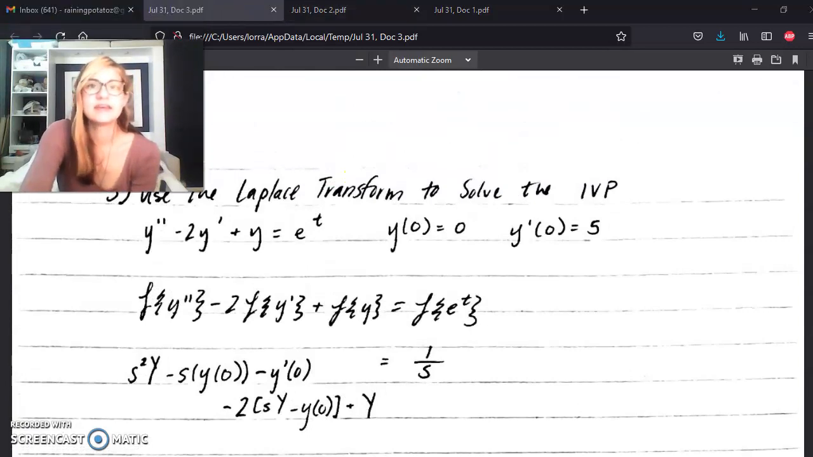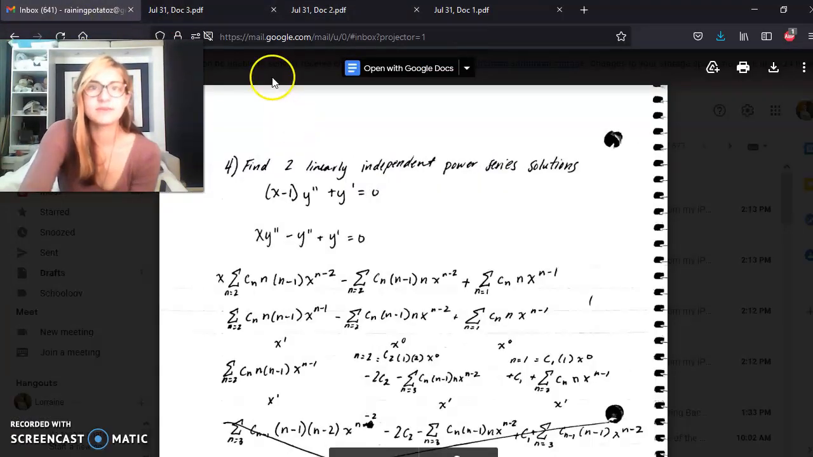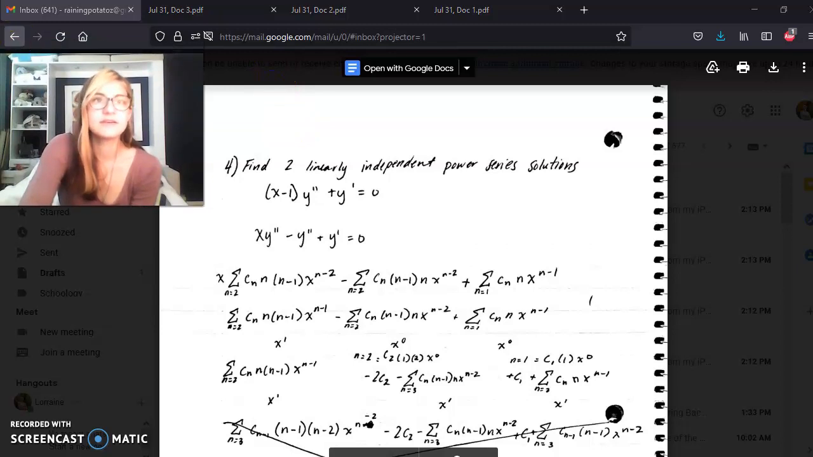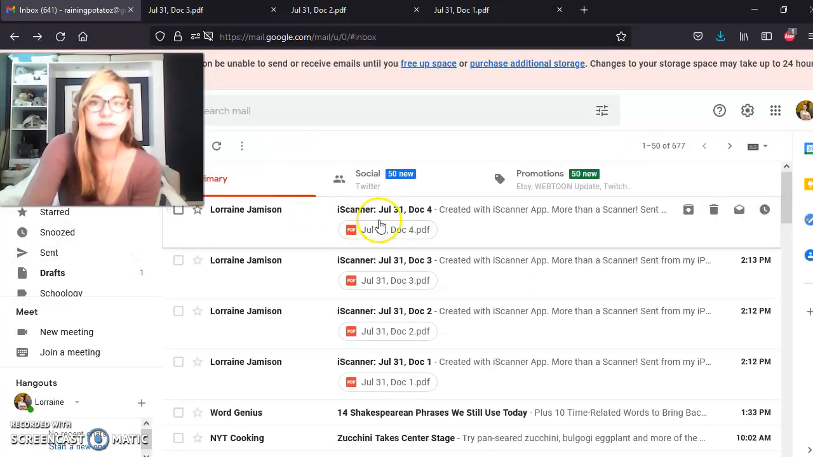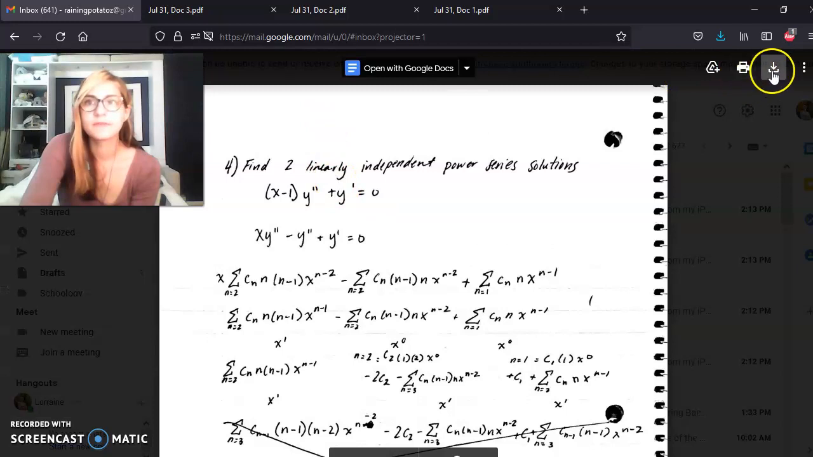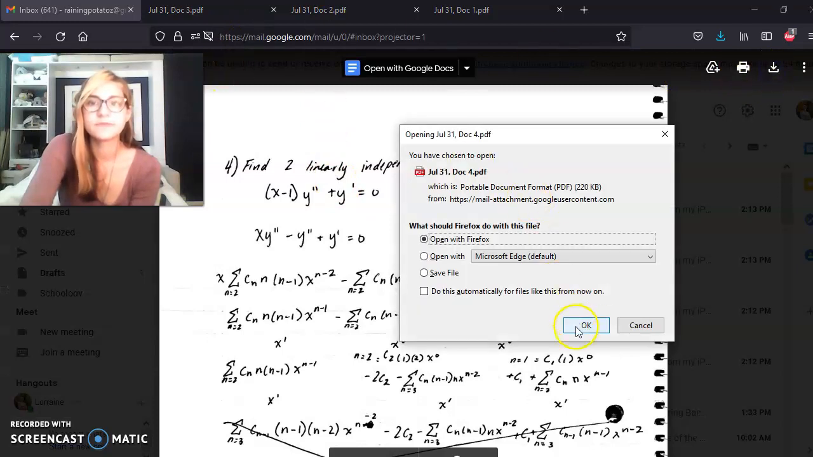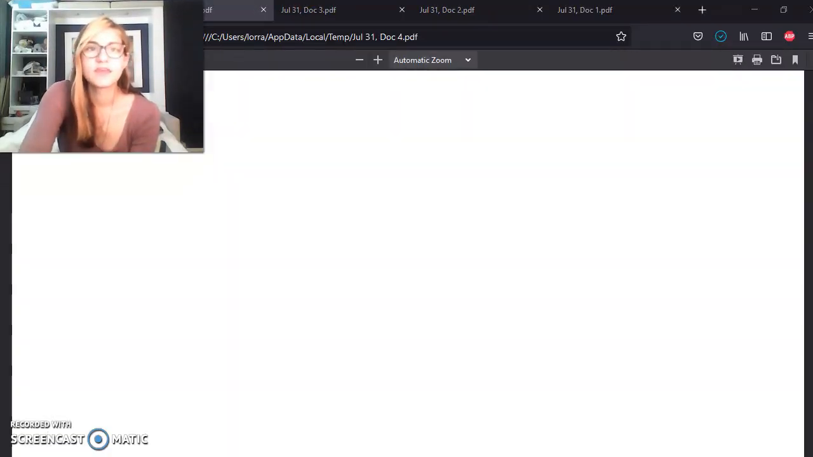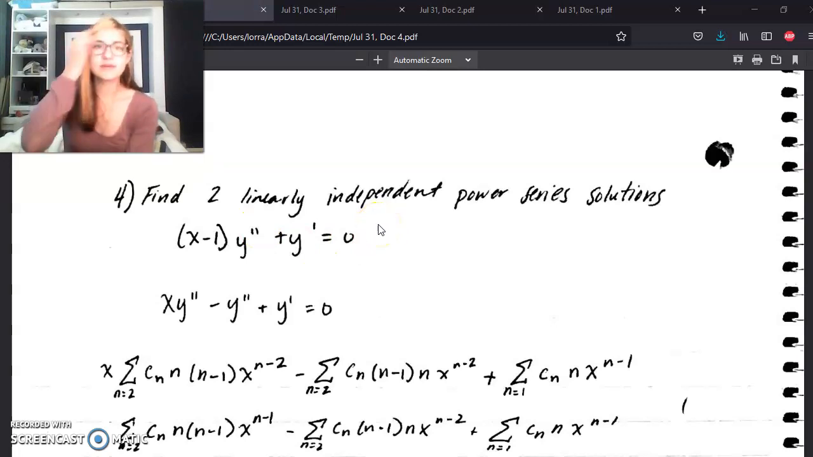And then, oh, I did not open the last one, but we will open the last one here. Cool. So here's the last one, which was to find two linearly independent power series solutions.